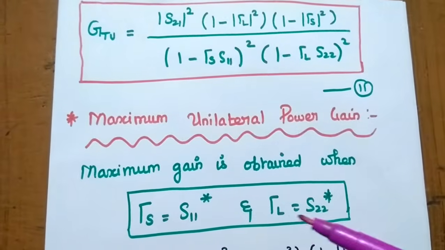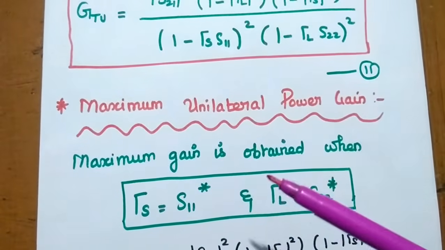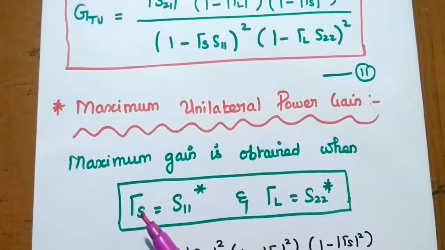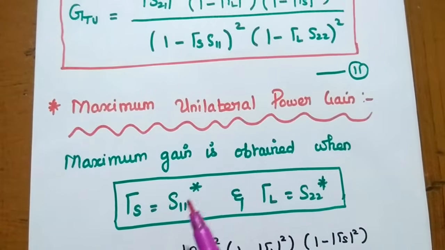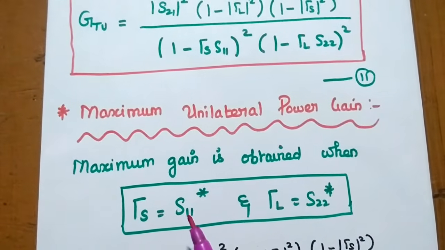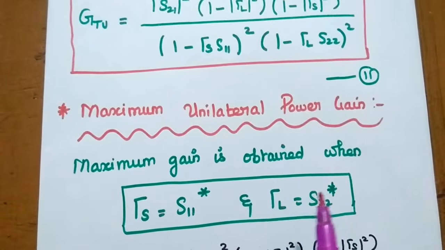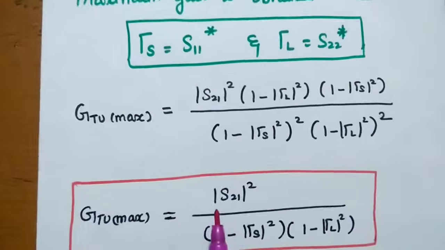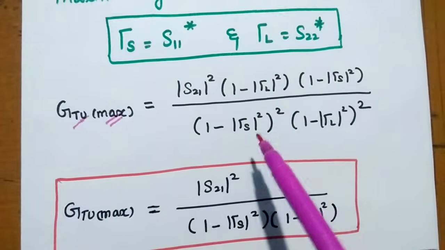Next we are going to find out the maximum unilateral power gain. The maximum gain can be obtained by making the source reflection coefficient equal to S11*, that is the complex conjugate of the self reflection of the amplifier. So ΓS is equal to S11* and ΓL is equal to S22*. At that time alone we can get the maximum gain. So the unilateral transducer maximum gain can be obtained like this.